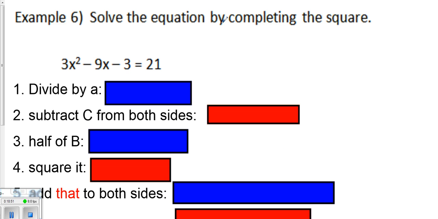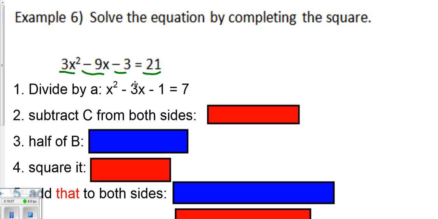All right, let's do one last example where a is actually not 1. In this case, our a value is 3, so we need to divide each term, this term, this term, this term, and this term, by 3. We're dividing everything by a. 3 divided by 3 is 1, so this is just 1x squared. Negative 9 divided by 3 is negative 3, or a minus 3x. Negative 3 divided by 3 is negative 1, or this minus 1. And 21 divided by 3 is 7. So now we've got it into a form where our a value is 1.